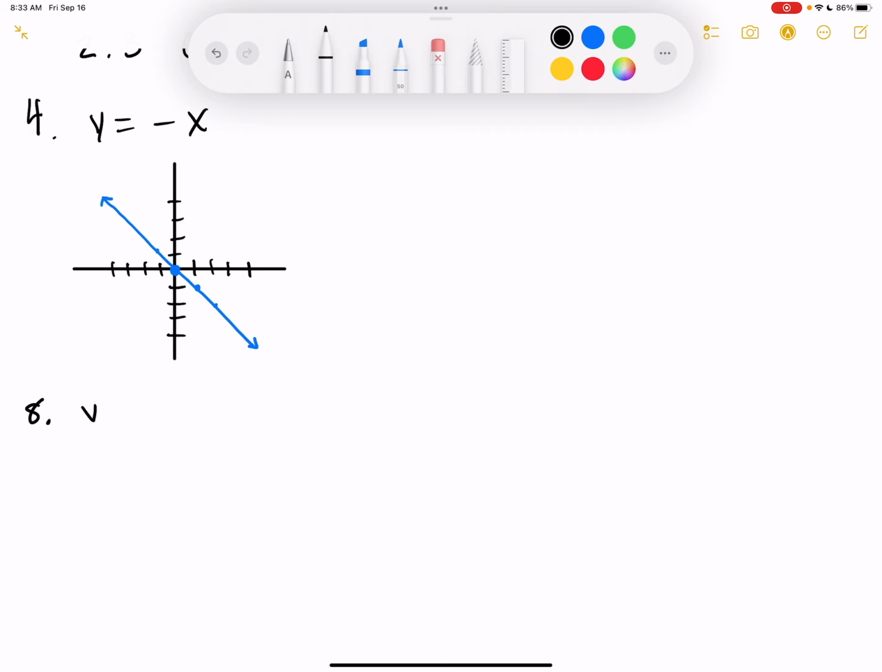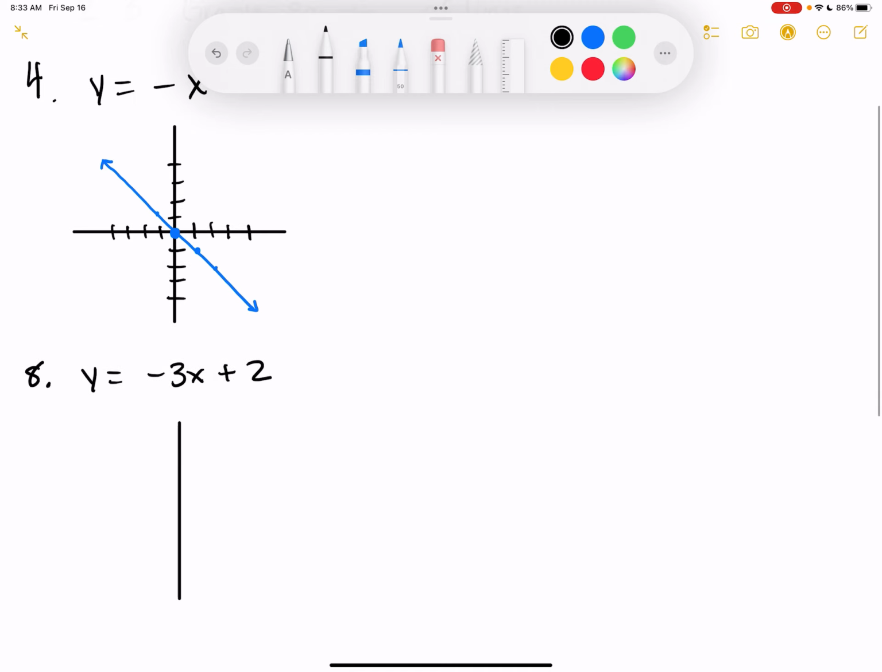Number 8, y equals negative 3x plus 2. So again, just put a few points on your graph. I mean, if you, yeah, you know what I'm talking about. Tick marks, there we go. That's the word I was looking for.